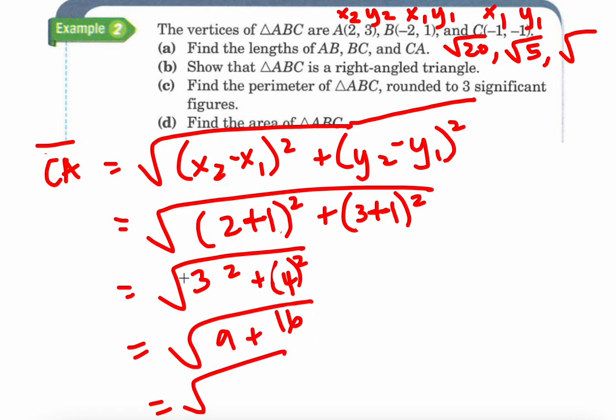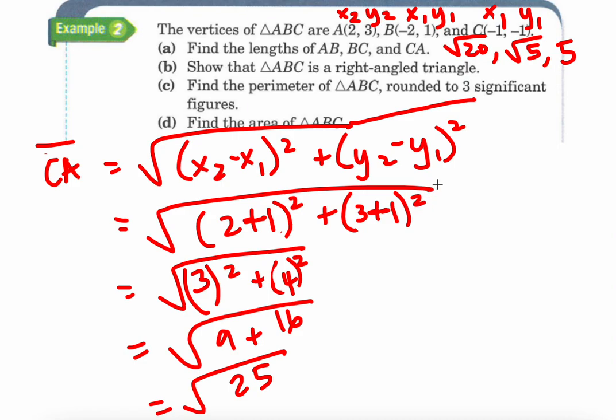And then, let me put parentheses there so it doesn't look like 32. 9 plus 16 is 25. Oh, and the square root of 25 is just 5. So, this is actually just 5. Okay.